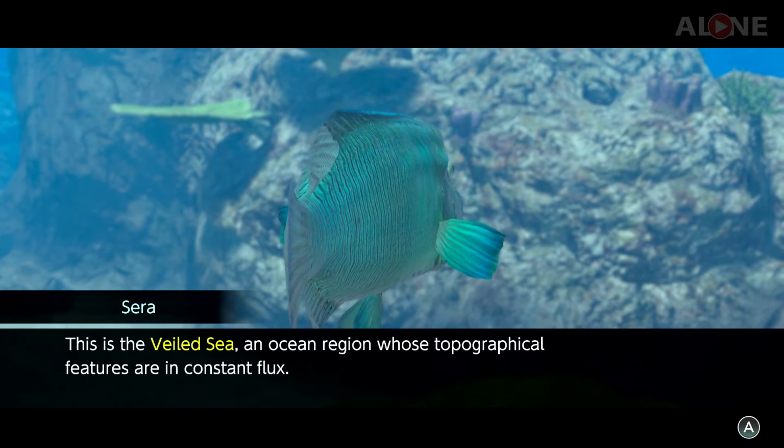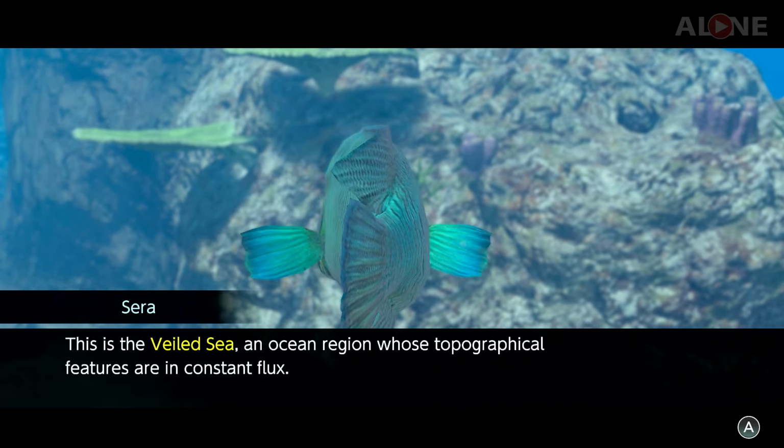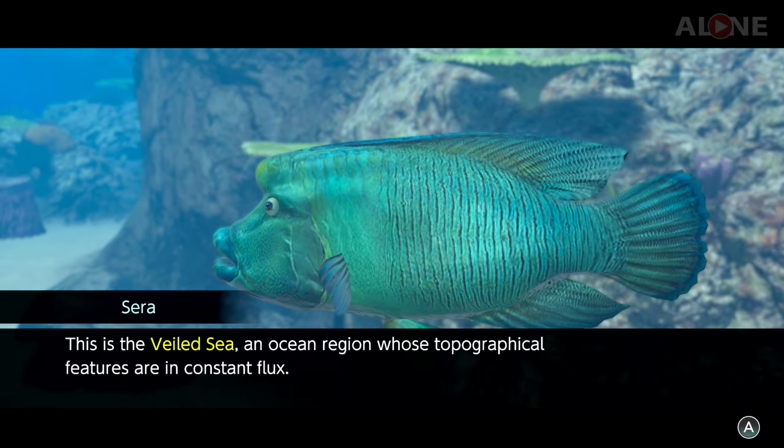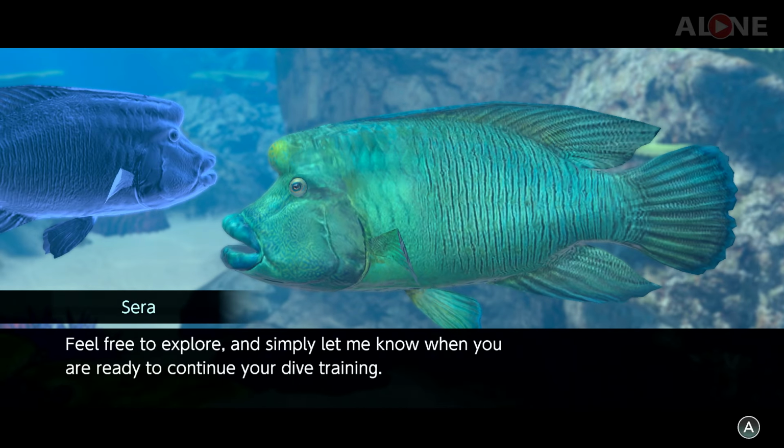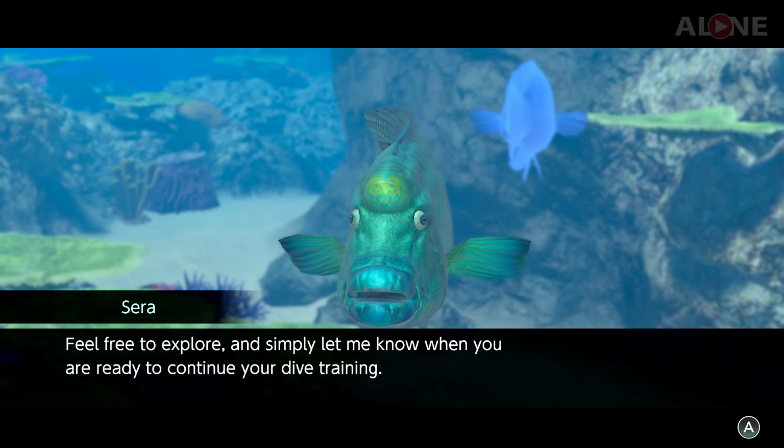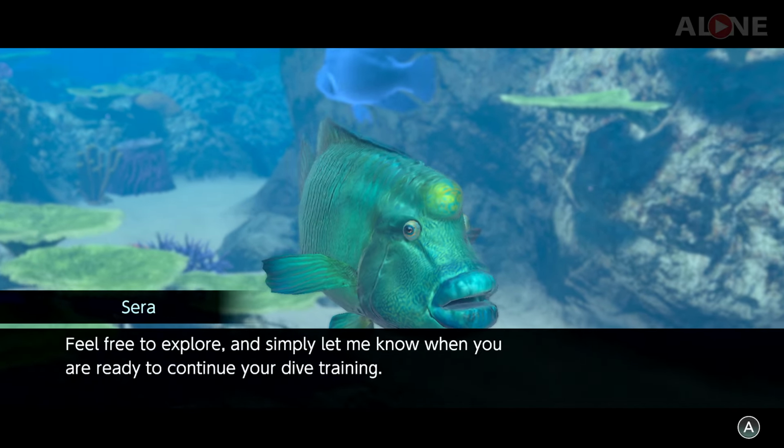This is the Veiled Sea, an ocean region whose topographical features are in constant flux. Feel free to explore, and simply let me know when you are ready to continue your dive training.